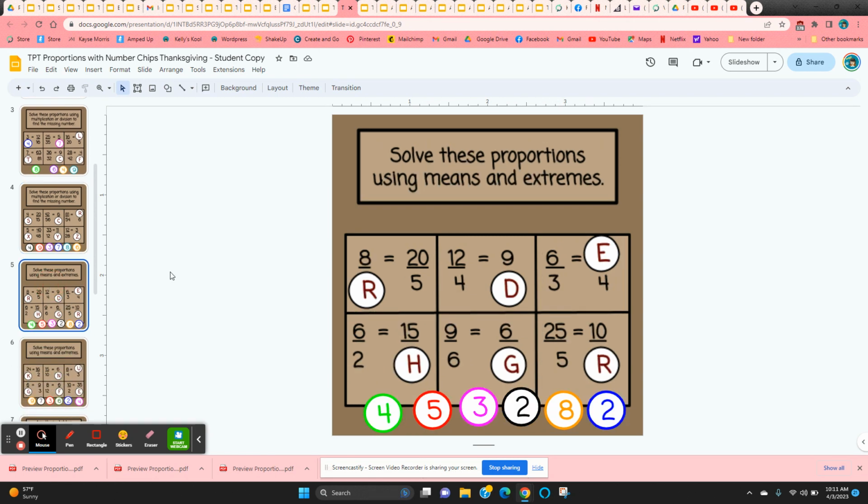When they get to slide 5 and 6, they're going to be using means and extremes because scaling up and scaling down does not work on these problems. So what you want to point out to the students is these numbers that are diagonal across from each other. If you multiply them, the product will be the same as if they multiply the other numbers diagonal across from each other. So 8 times 5 is 40. That means 20 times something is also going to be 40. So again, they click and hold on the edge, move that number into place.